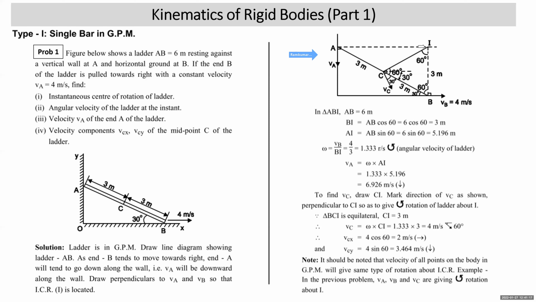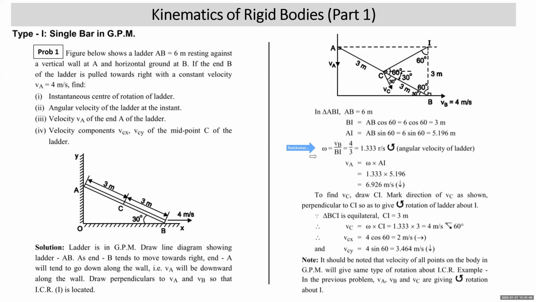Now I is the ICR. Keep your pen or pencil at the point I to create the axis of rotation. Look at the direction of VB. The ladder appears to rotate in the anti-clockwise direction or not? So omega of the ladder is equal to VB upon BI. VB is 4, BI is 3, so omega is 1.33 radian per second in the anti-clockwise direction.